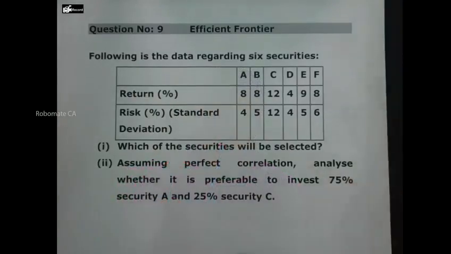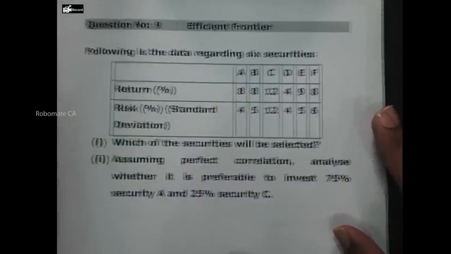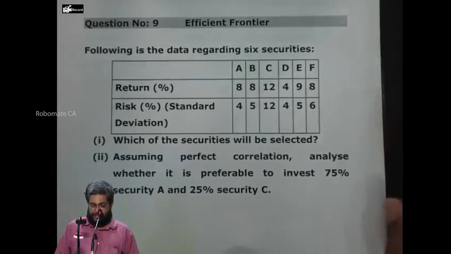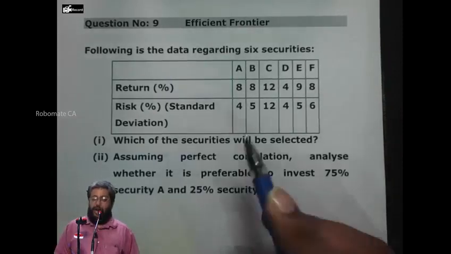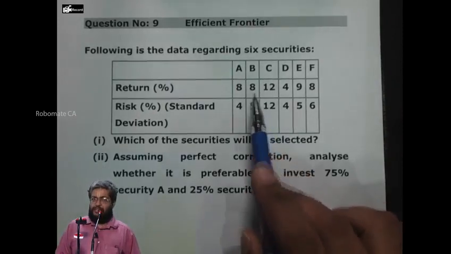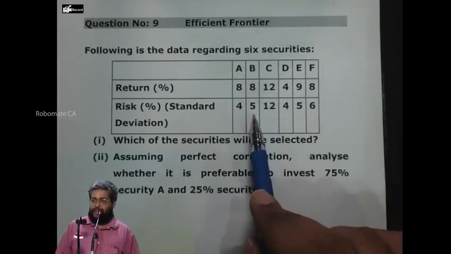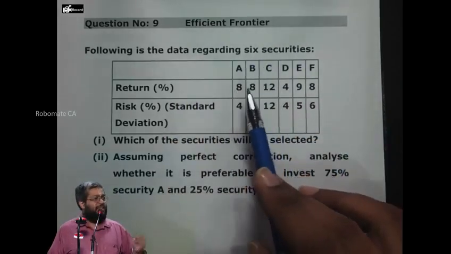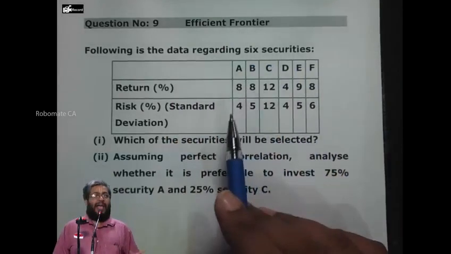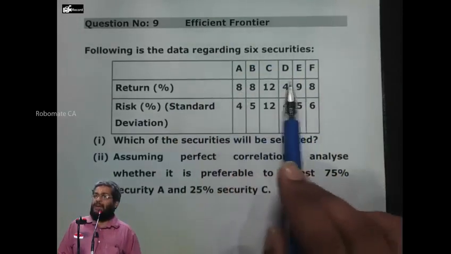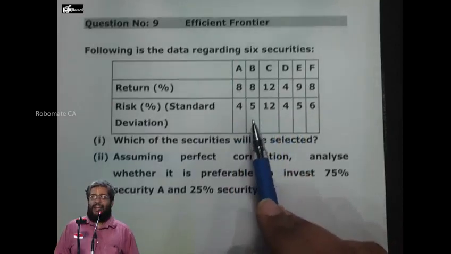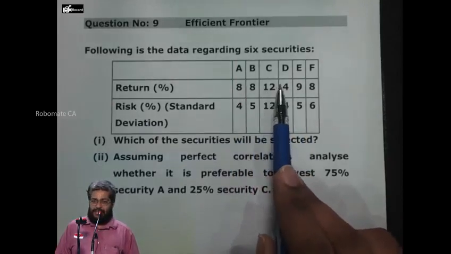Following data regarding 6 securities A, B, C, D, E and F. A gives a return of 8% for a risk of 4%. B gives a return of 8% for a risk of 5%. Like that, they are given for all the 6 securities, return as well as risk. Now, I have a doubt. How would they have calculated this particular return? Expected return or mean return. What is the standard deviation? Sigma A, sigma B, sigma C, etc.